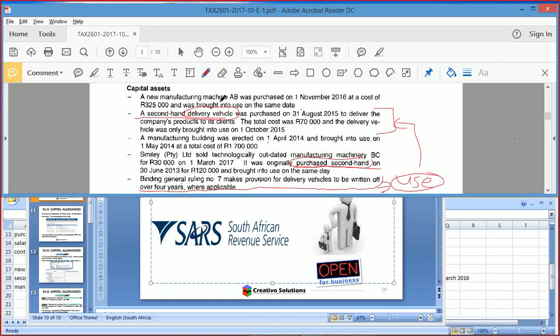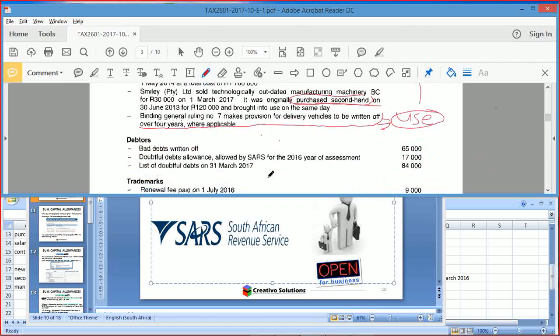Okay, so number one, manufacturing machine, not applicable. Delivery vehicle, possible. But why didn't we apply it there? It's because we used a different section to claim allowances. Okay, yes, sir. Manufacturing building, something else. Outdated manufacturing machinery, purchased secondhand, also outside the scope because this is for a delivery vehicle. Yes, sir.